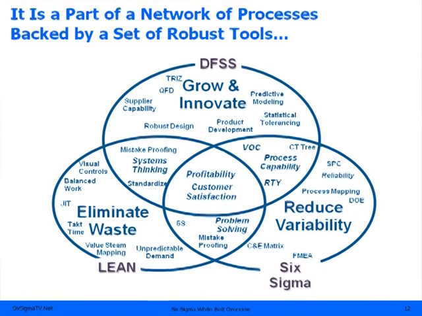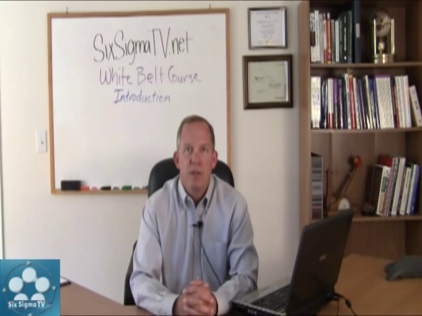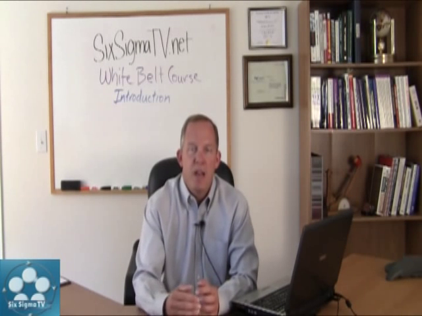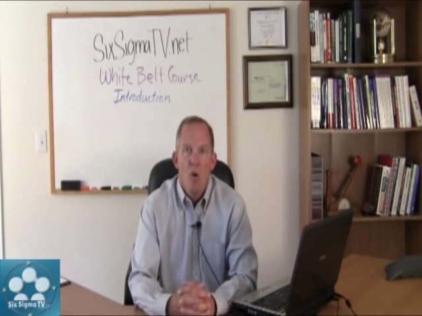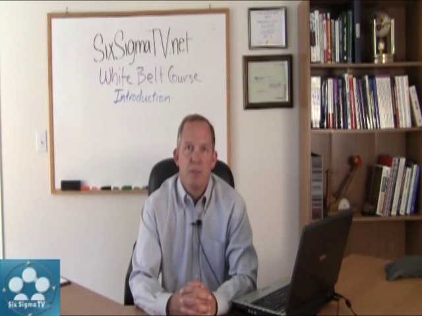Anytime we have a process that doesn't exist, we'll go in and put together what we call a Design for Six Sigma or Design for Lean Six Sigma, where we'll design this process with the end state being a Six Sigma process. Or the other instance we'll use Design for Six Sigma might be where we have a process that performs so poorly that we need to basically re-engineer the entire process, and we'll come in and apply the Design for Six Sigma techniques at that point.